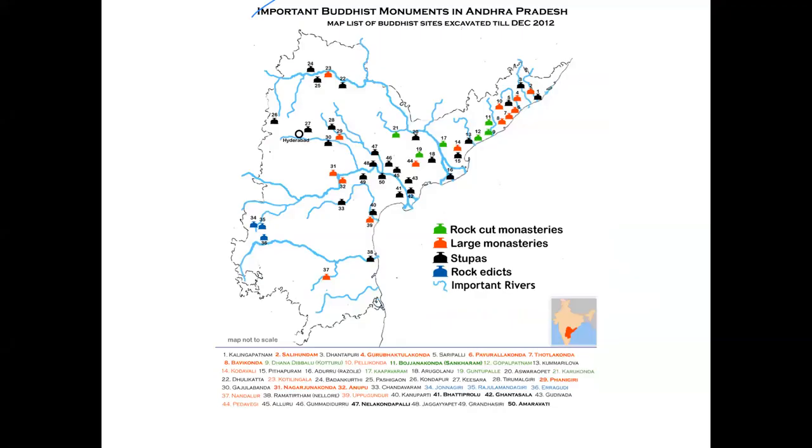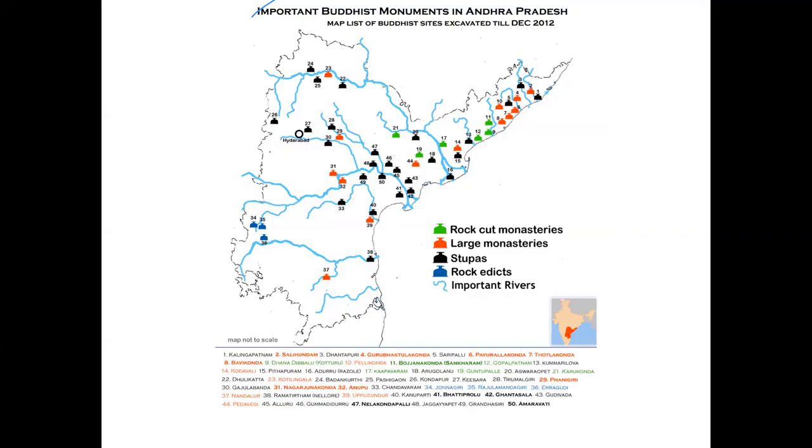It's also true of, and here you can see, this is a map of the government of Andhra Pradesh, the state of Andhra Pradesh, because I've taken this from Wikimedia Commons, and the scholar who has done this did it before 2012. So he's mapped all the Buddhist settlements in terms of the rock-cut monasteries, the brick monasteries, the stupas, the rock edicts, and placed them the way they were. And all the sites that I discuss are located in this map.